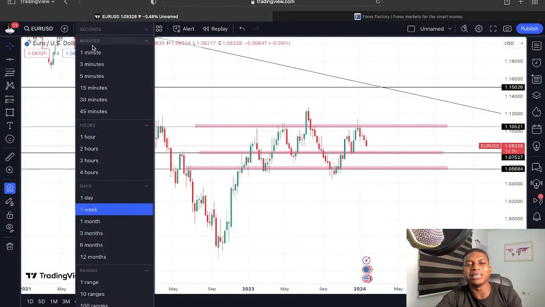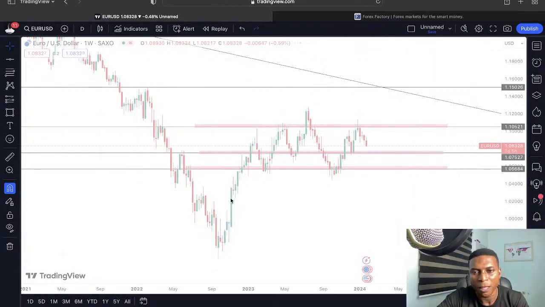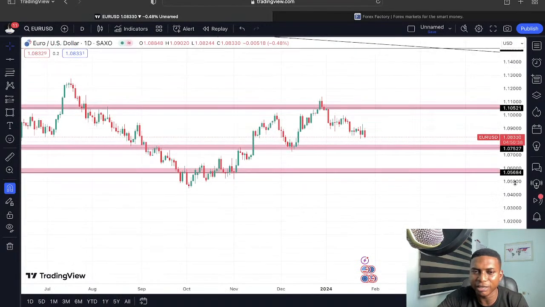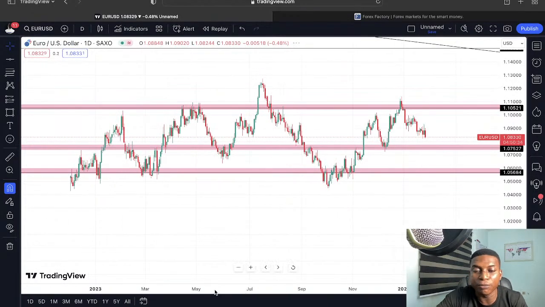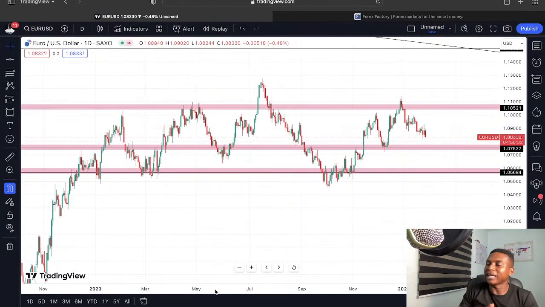So let's go down to the daily time frame now. On the daily time frame, the lower the time frame, the clearer the picture of the most current activity going on in the market.